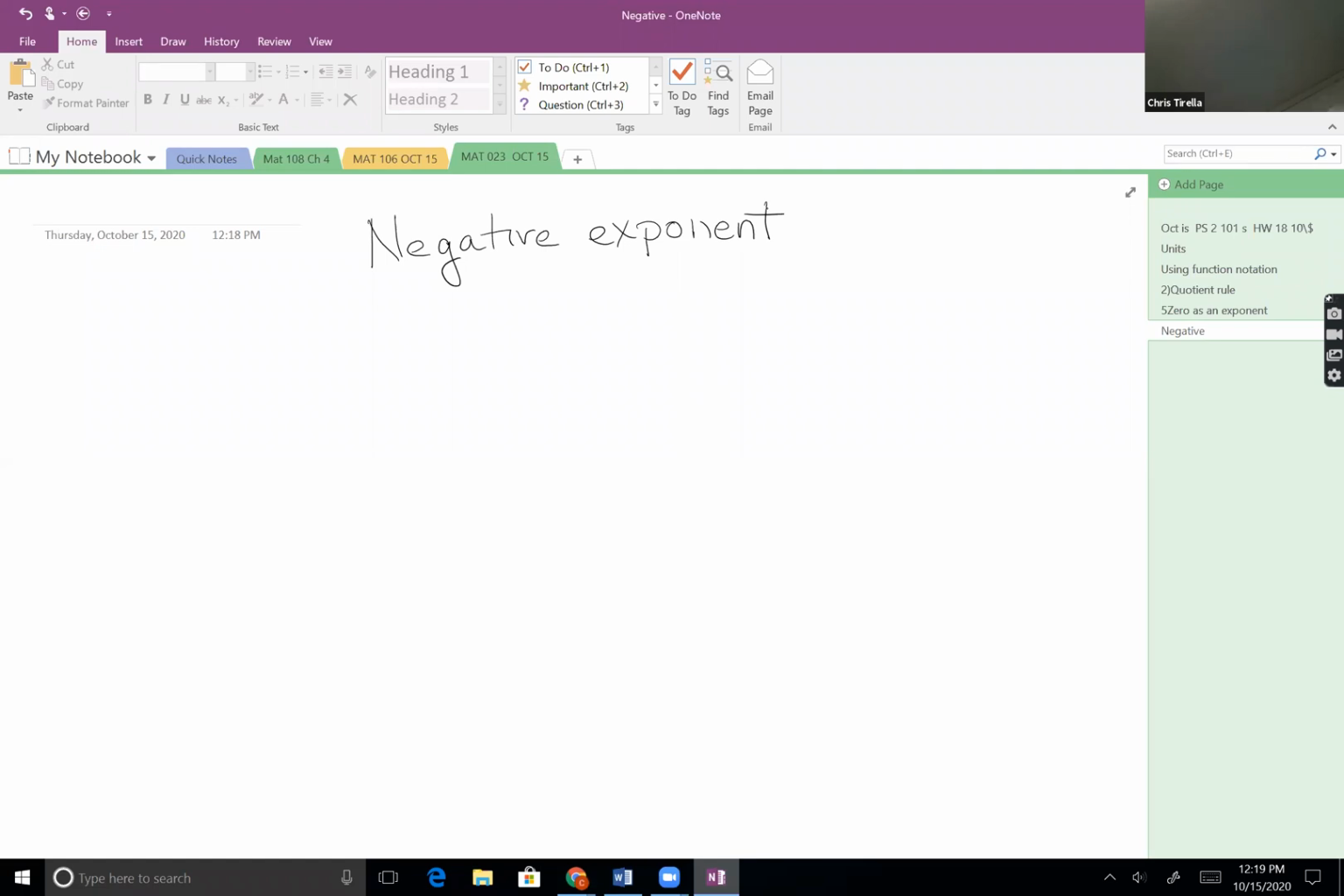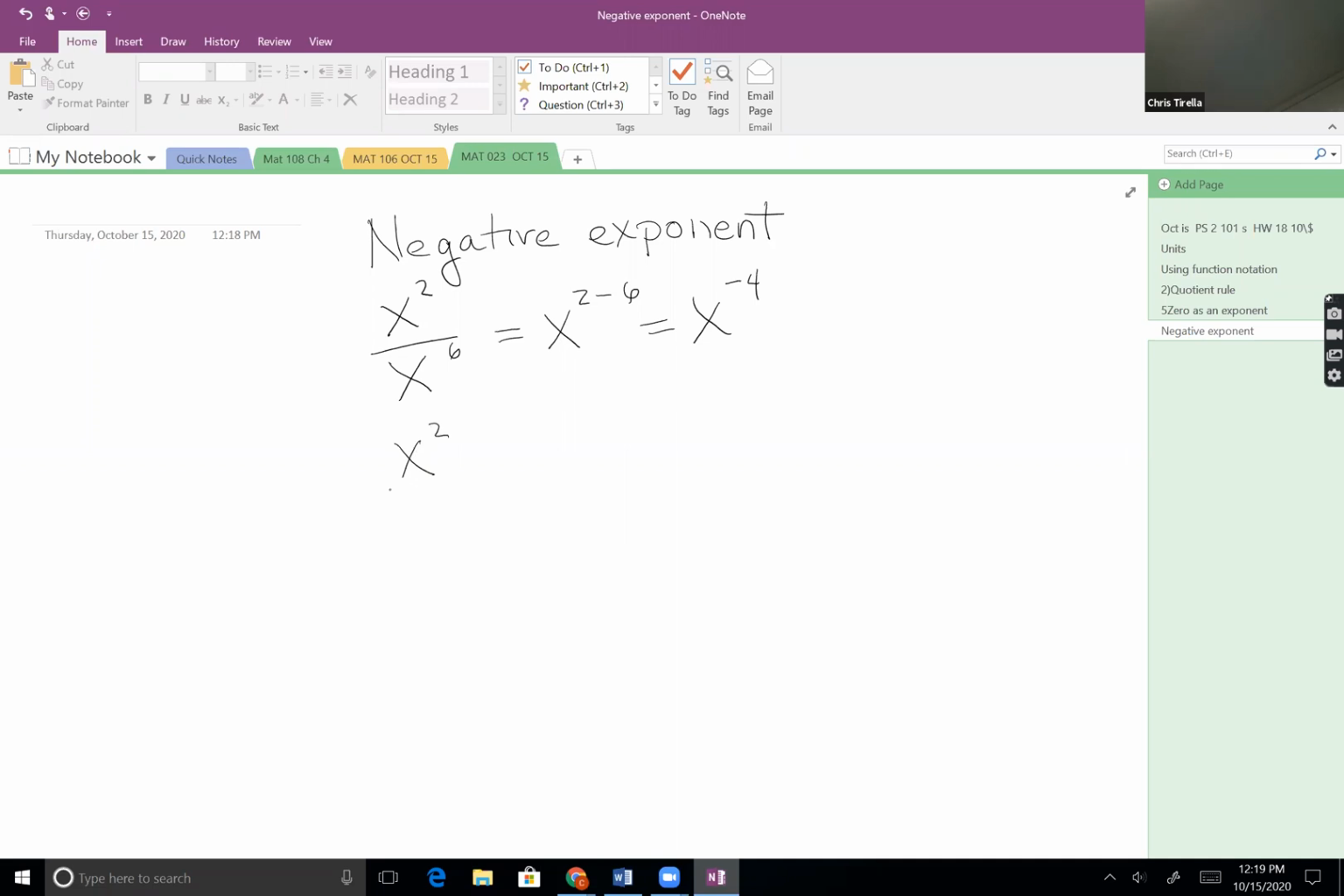And so again, to see how we can define this idea of a negative exponent, let's look at something like x to the second over x to the 6th. Using my subtraction rule, that would be x to the 2 minus 6, which gives me x to the -4. But what does that mean to have a negative exponent?